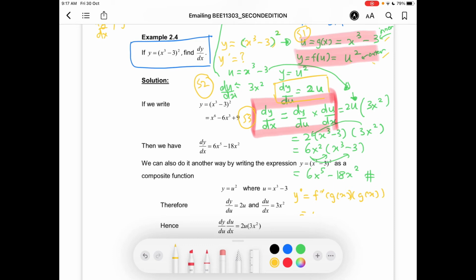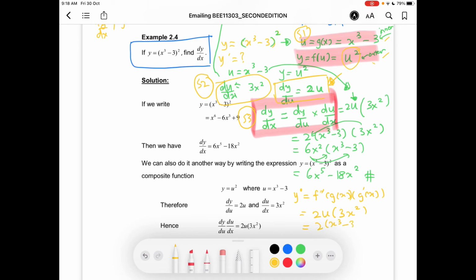So this one is not f prime, this is still y. If you want to find the f prime or y prime, it will become 2u. We already answered it here. 2u times g prime. So g prime over here is this one, it is 3x squared. So basically you just directly plug in.